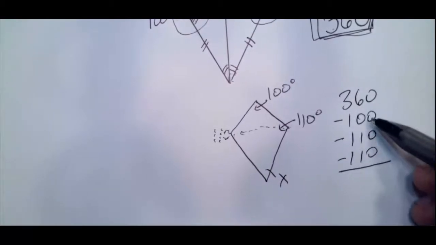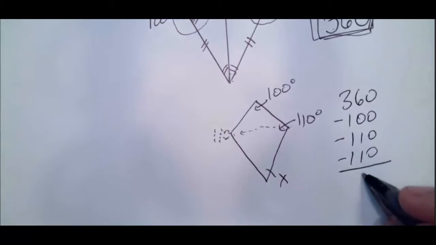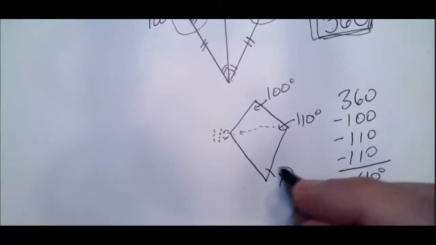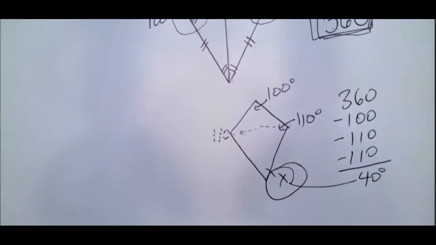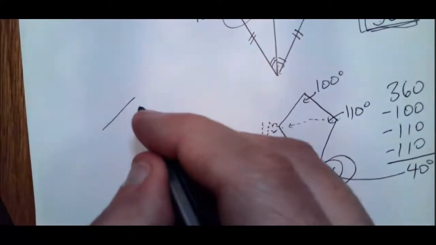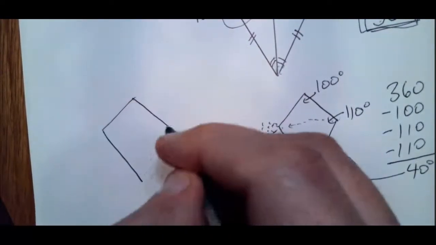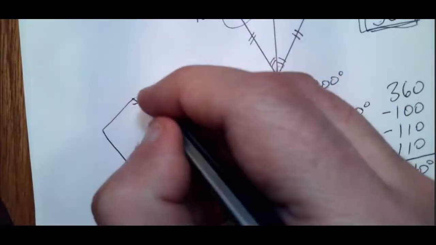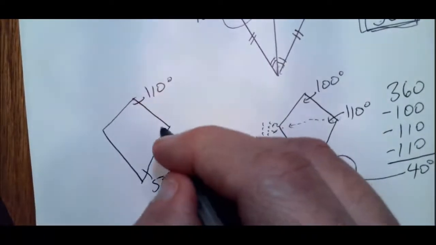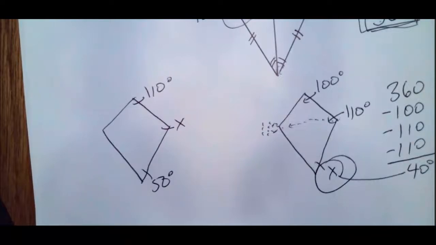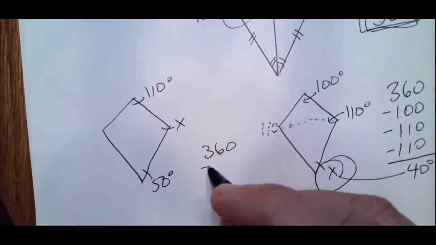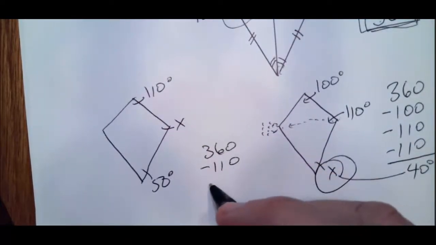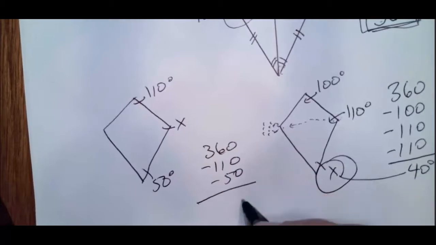So 360 minus 100 minus 110 minus 110 would give you 40 degrees. All right, another way they could do this, they might say this is 50 degrees, 110 degrees, but what is X? Well, if you take 360 minus 110 minus 50, you get 200 degrees.